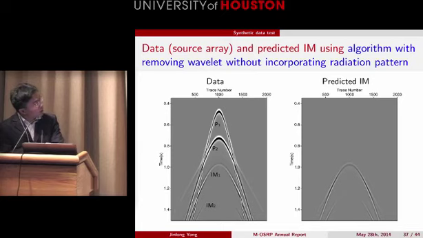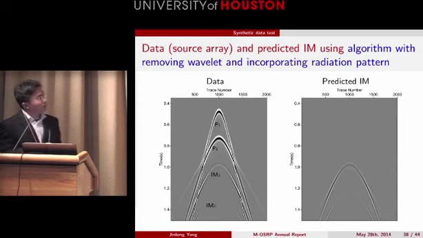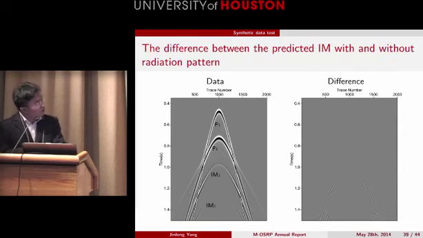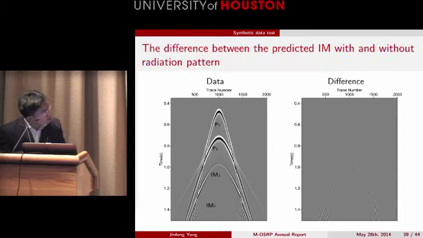Next, if the algorithm predicts the internal multiple incorporating the radiation pattern, it looks like this. For these two slides, you cannot see any visible difference. Next, I will show the difference. I subtract them, and you can see this is the difference.